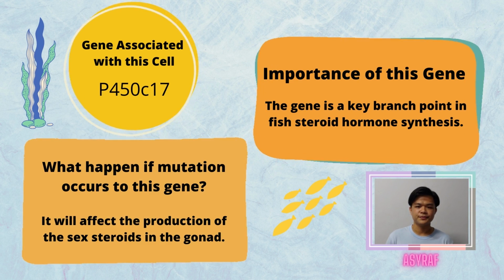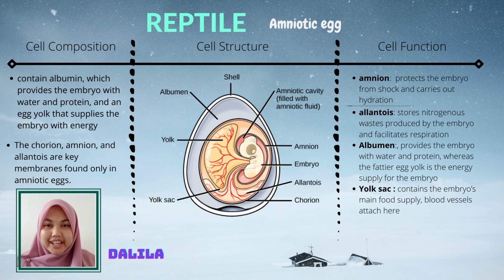That's all from me. Next, I will present about the reptile female reproduction, which is the amniotic egg. Amniotic egg structures are the shell, amniotic cavity filled with amniotic fluid, amnion, embryo, allantois, yolk, yolk sac, and albumin.